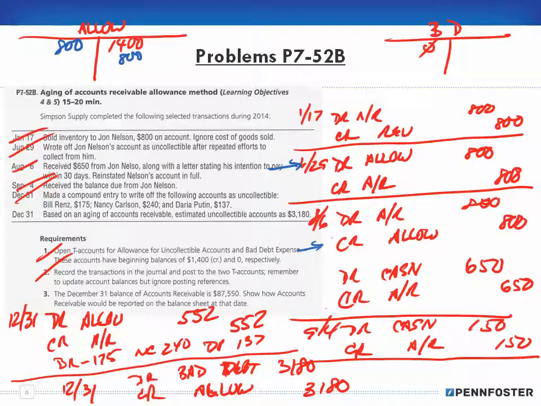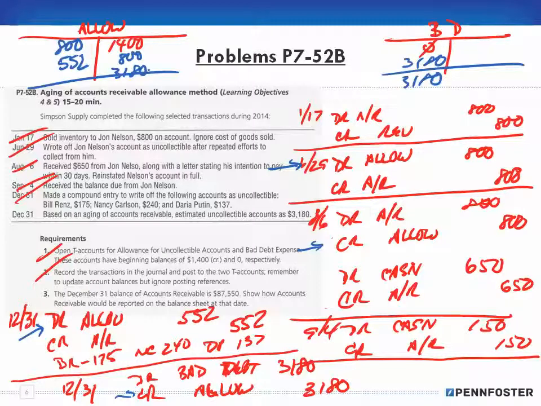I have a debit of 552, and I have a credit of 3180. And for bad debt, I have a debit of 3180. So my balance in my bad debt is 31,800, and my balance in my, oops, sorry, it's not 3180. And I made a mistake. Now that I'm thinking about it, my balance needs to be 3180.